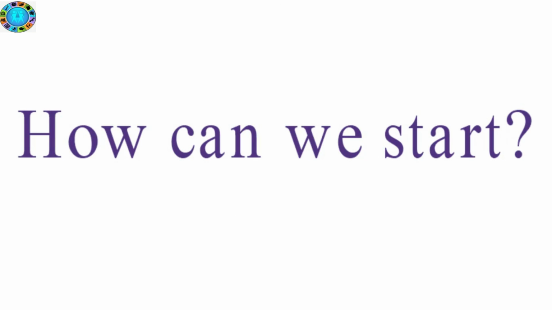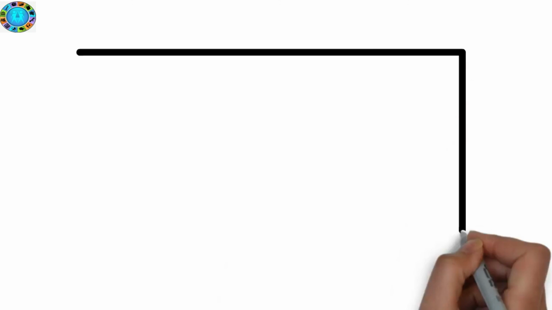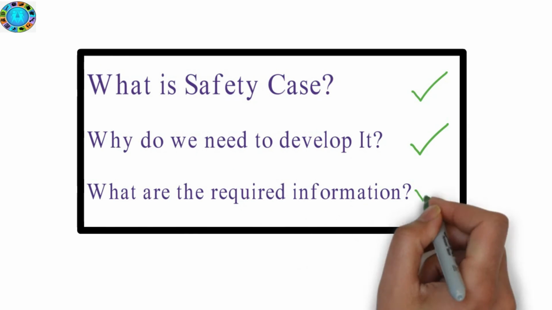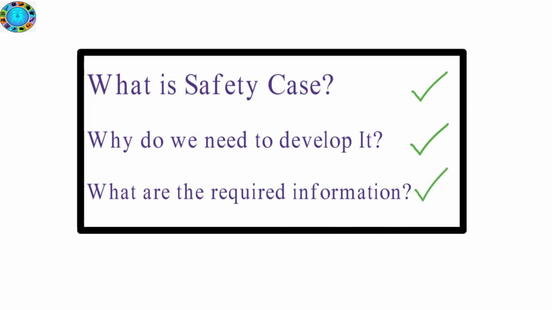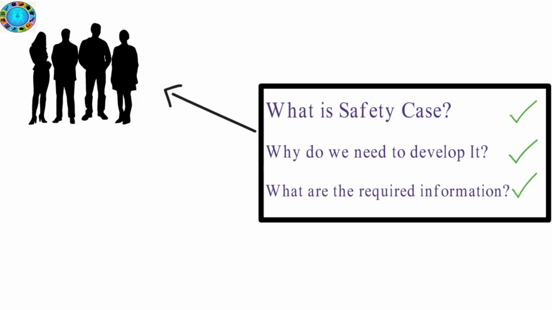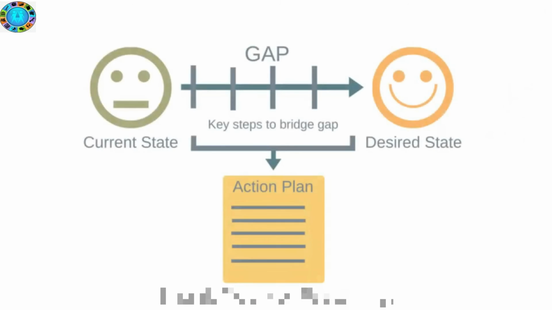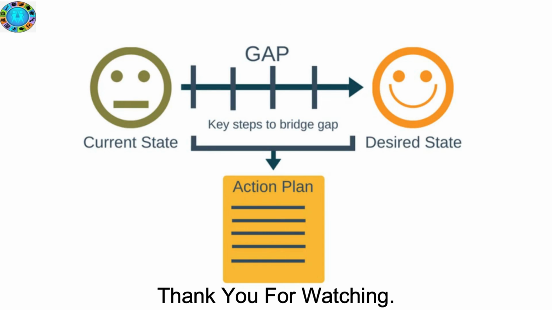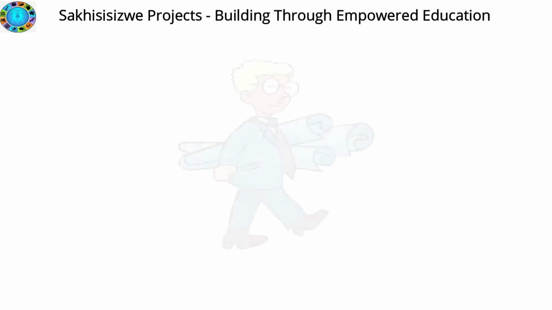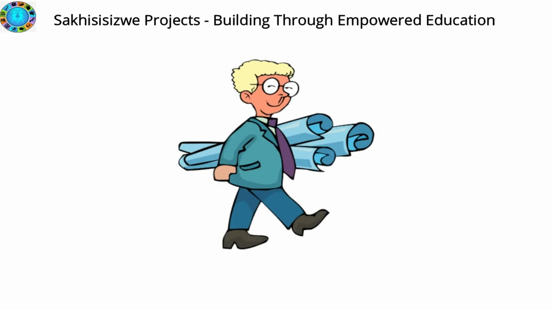Now to the last and the most important part: how to start and what are the main references. After we know what a safety case is, why we need to develop it, and what the required information in it is, we need to do two things. First, we need to identify those who are qualified to collect information and participate in the required studies. Secondly, we need to determine what information is available and what is missing. Then, we can develop our action plan and execute it either by our internal resources or through a consultant who has the expertise and competence to produce it.